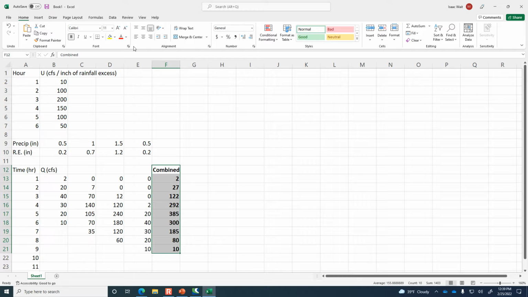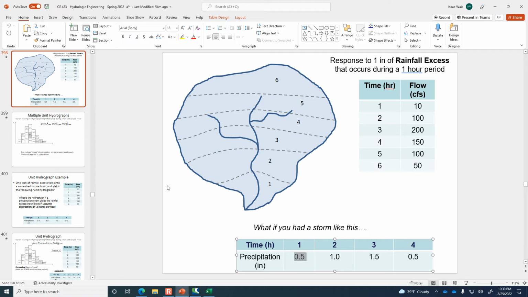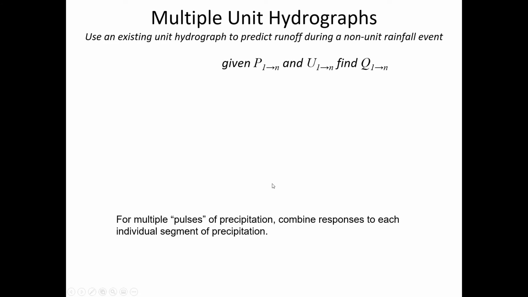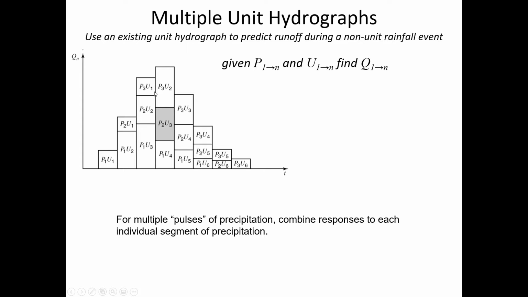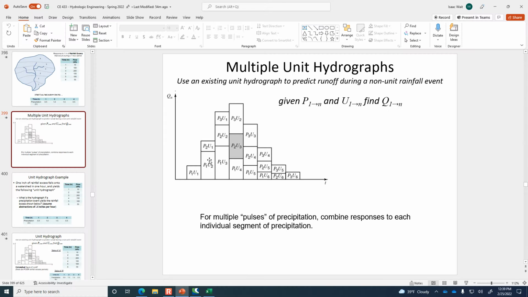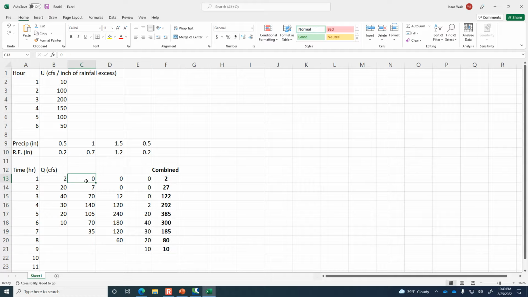Now we've just gone through the spreadsheet solution that basically is described by this formula. This formula is kind of a conceptual illustration of, in any given hour, it's a certain hour's precipitation and a certain unit hydrograph that's contributing. So for example, in hour 2, it's P1 times U2 and P2 times U1. Now let's see if that matches up. In the second hour, it was this, which is P1 times U2, and this, which is P2 times U1.